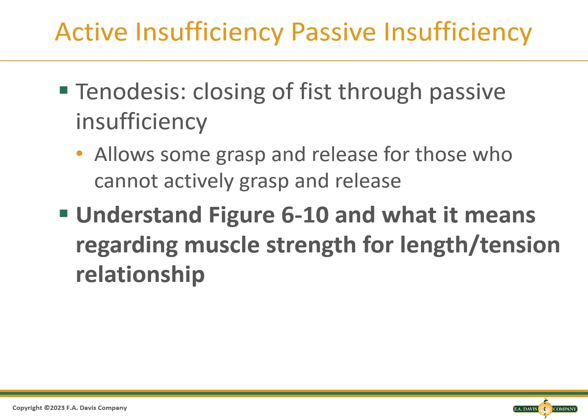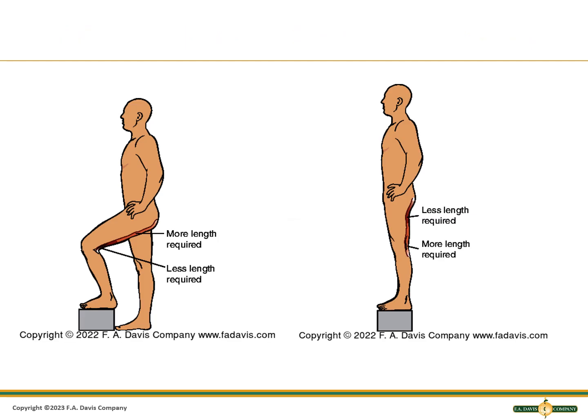So I would familiarize yourself with figure 610 in the book. And this is figure 610, and it reviews the length-tension relationship of the hamstrings in order to ascend stairs. We know that the hamstrings serve to flex the knee and to extend the hip, and if the hamstring is shortened or lengthened at both of these joints, it becomes insufficient.